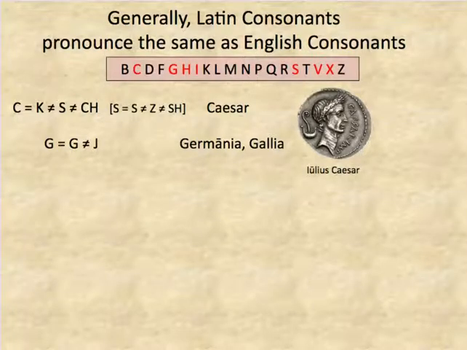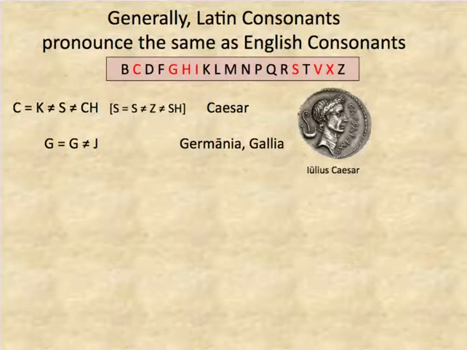G always makes a G sound, always the hard sound, like at the beginning of the English word garbage. So if you listen to that English word garbage, the second G there makes a J sound. Well, there's no J sound in Latin at all, so it's always a G. So even though you and I would call the place Germany, the Romans called it Germania. Germania. Now, Caesar never went to Germania, but he did go to a place called Gallia. So Caesar went to Gallia, not Germania.